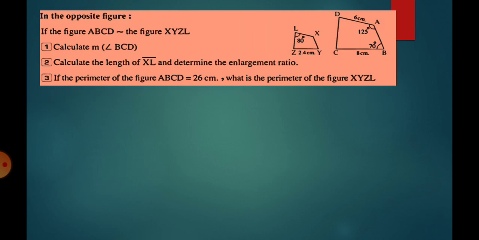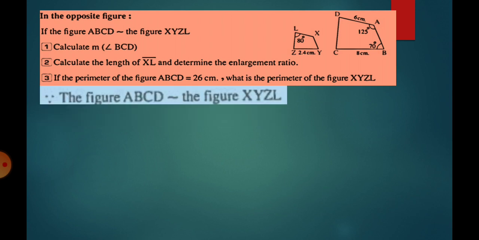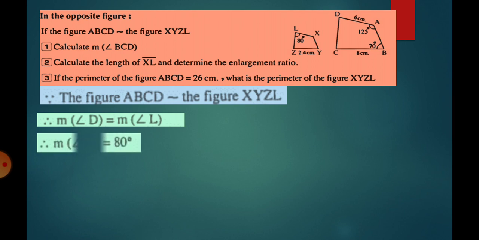Another example. In the opposite figure, ABCD is similar to XYZL. Calculate the measure of angle BCD, find the length of XL, and number 3, if the perimeter of ABCD is 26, find the perimeter of XYZL. First, ABCD is similar to XYZL, so the measure of angle D equals the measure of angle L. Then the measure of angle D equals 80 degrees, because angle L equals 80 degrees.